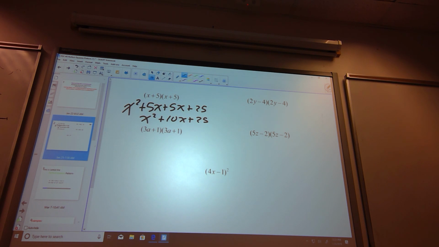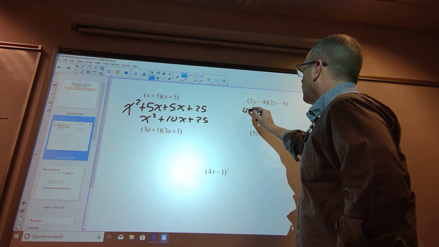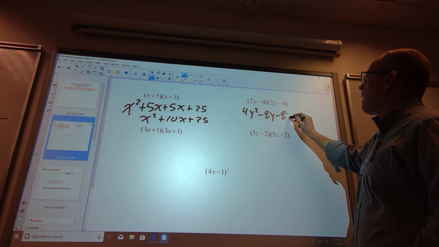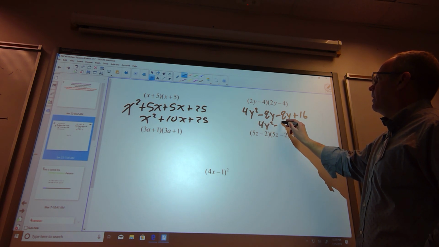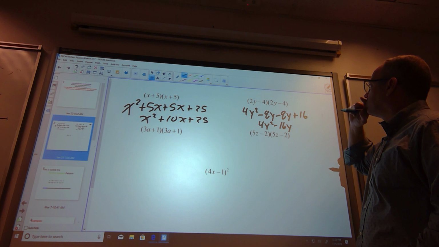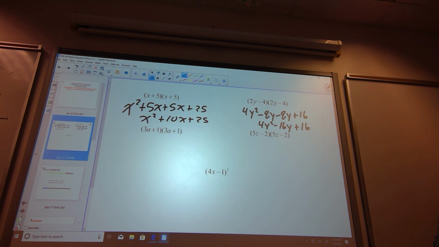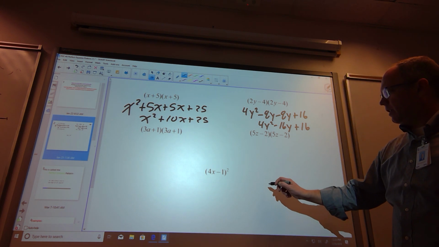Okay? This next problem, if I multiply it out, I'm going to get 4y squared minus 16y plus 16. Okay, so there might be a pattern here. Hang on for a second. Might be a pattern. I'm just going to make a thought.